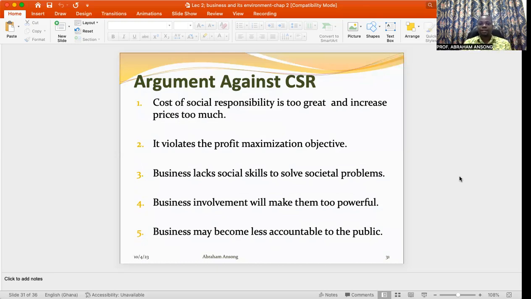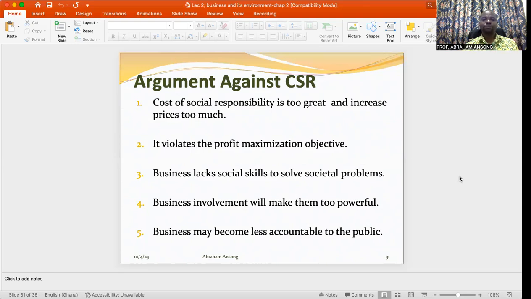Arguments against CSR: that the cost of CSR is too great and increases prices too much. Okay, so what happens is that ultimately when you engage in CSR, it's a cost to the organization. All right, and because businesses exist to make profit, they have the way of translating that into the selling prices of their products and services. So society, once again, will be burdened with that. So why not stop your CSR so that you can sell things at reasonable or cheaper prices? All right, so that is one argument against it.